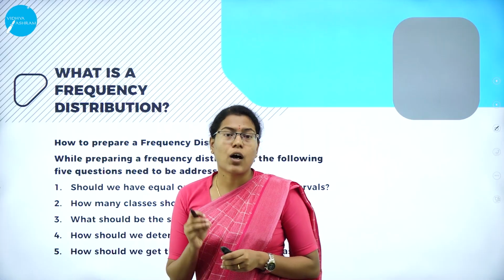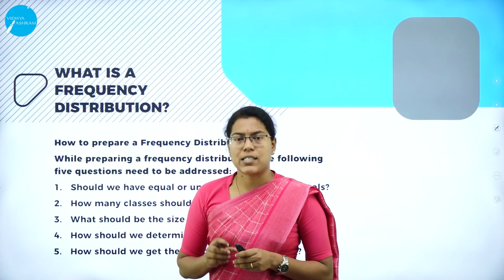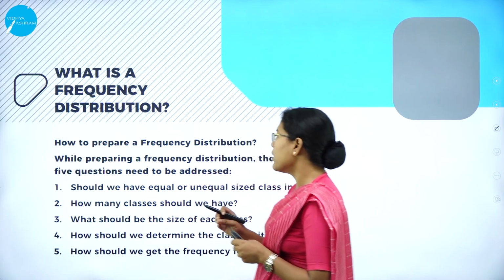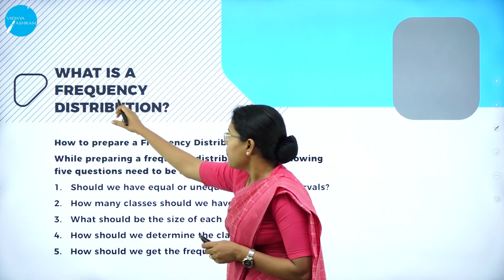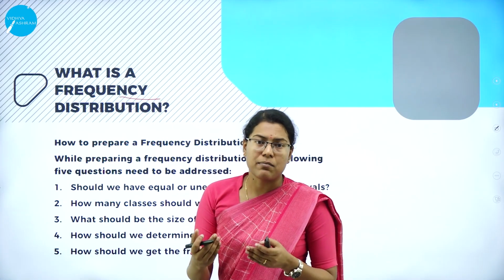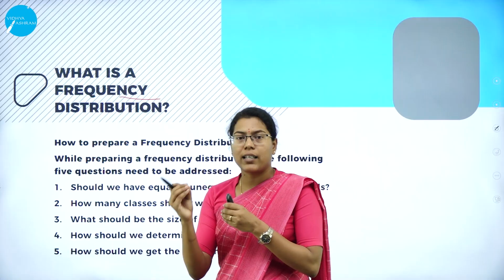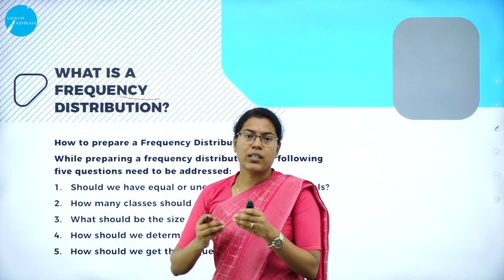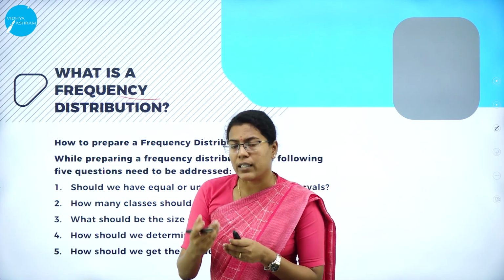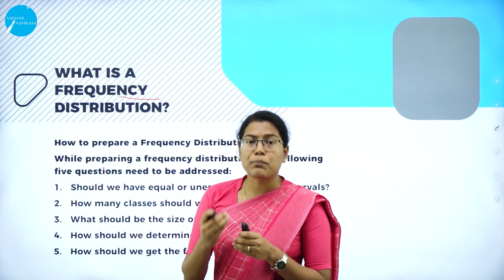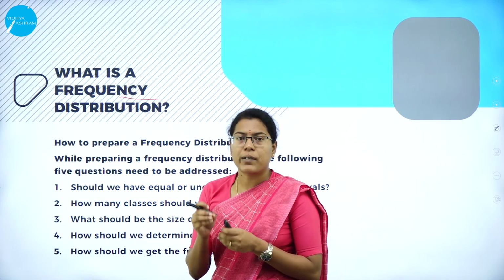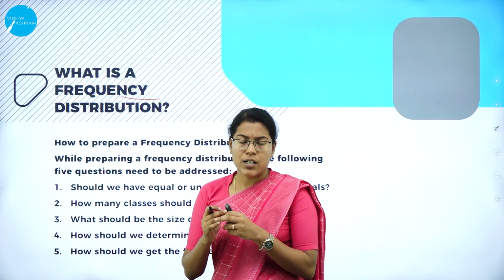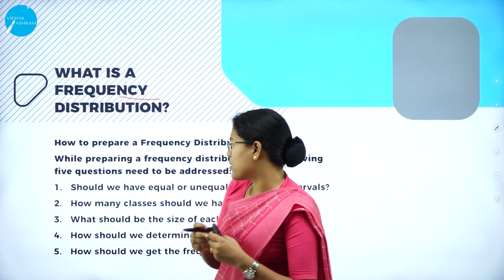So let us learn how to do a frequency distribution. First of all, a frequency means the number of times. So how many times a certain activity is done, or how many times a student can perform, or the number of marks that have been obtained between 30 to 40, like that. So it counts how many times, basically.